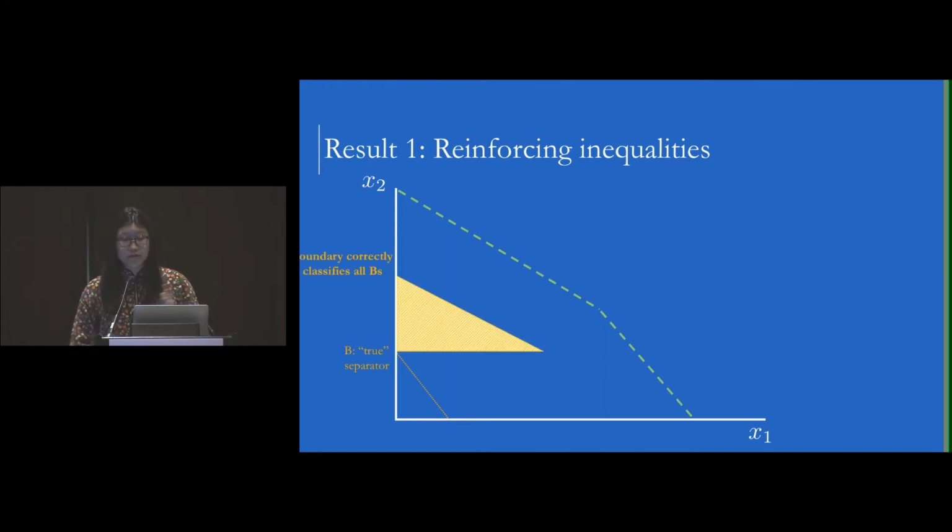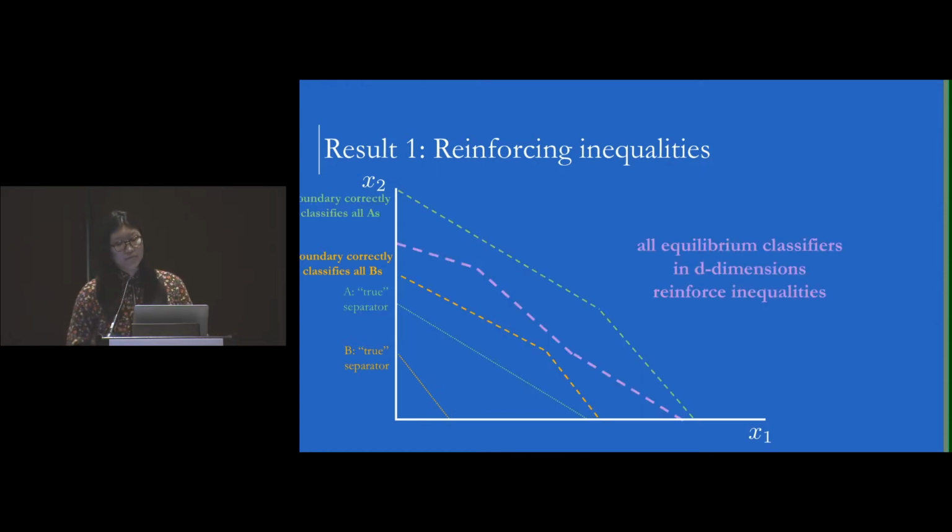We do the same thing for the other group. Now the triangle might look a little bit different because different groups might face different particular costs for manipulation, but we can follow that same procedure and we get the same kind of outcome, which is that the equilibrium classifiers, when you have even D-dimensional features with D-dimensional different costs, they all exhibit that reinforcing inequalities result.